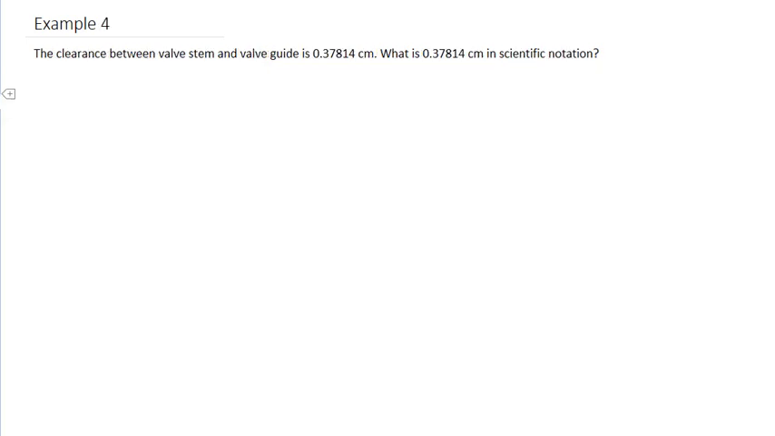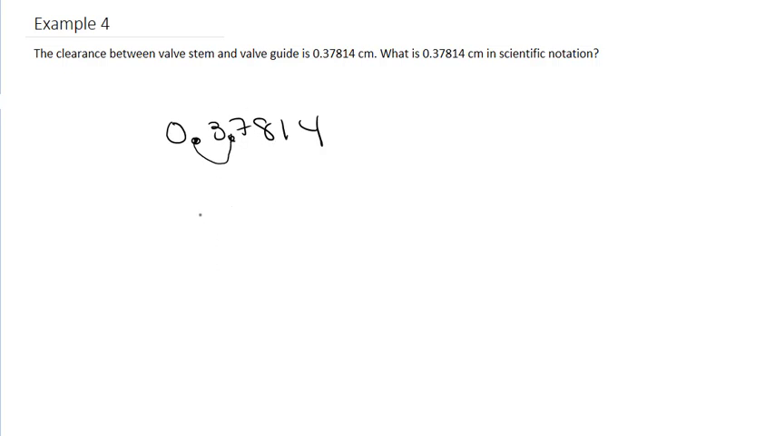Example 4. The clearance between a valve stem and a valve guide is 0.37814. What is 0.37814 centimeters in scientific notation? So for this problem, we have 0.37814. Now, we notice we have a decimal here, and we need to move it over 1. Because then we have one number, an actual number that's not 0, to the left of the decimal.